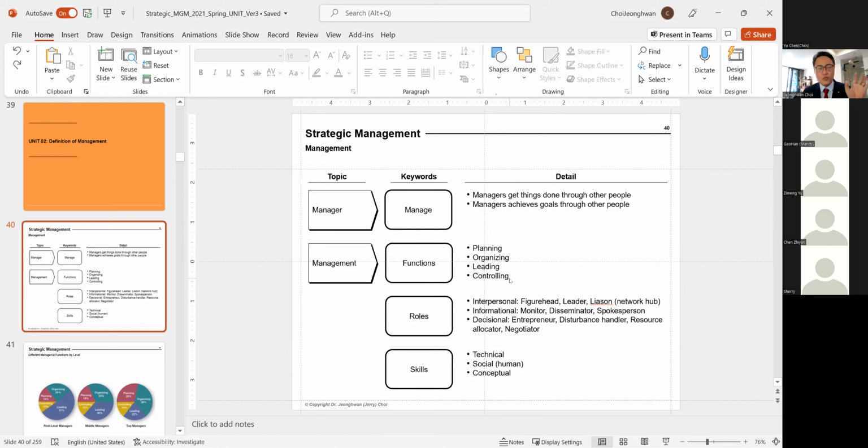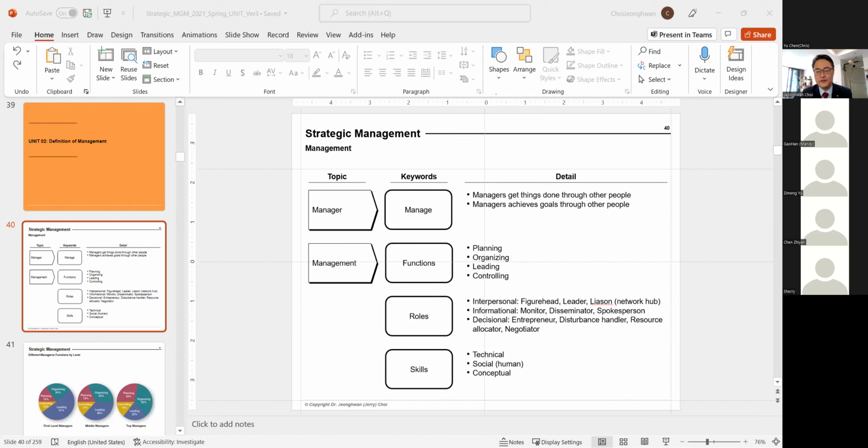Good. However, why? What is the purpose of performing this kind of functions? 4 functions: planning, organizing, leading, controlling. Why do managers do this kind of functions? Why? Oh, purpose. Okay, so here is my personal definition of the management.